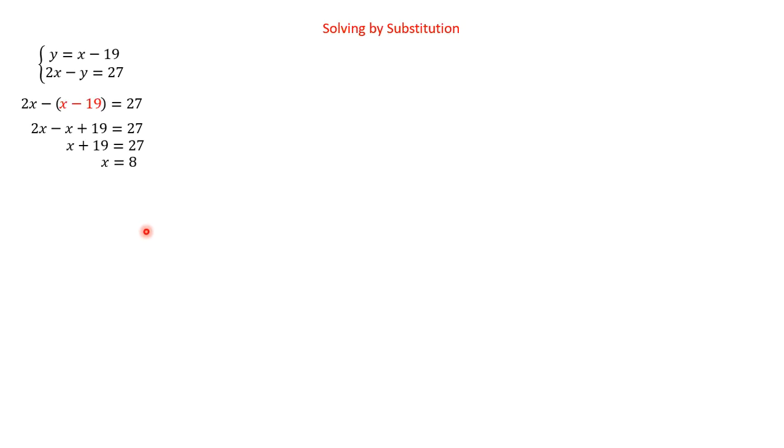To find y, we need to plug it back into one of our equations. I would recommend the one that's already y equals. So we know that y equals x minus 19. x is 8. 8 minus 19 is negative 11. So y equals negative 11. Is that the answer? No. Once again, we have to have a point. We have x, we have y, so it goes into an ordered pair. This is the solution.